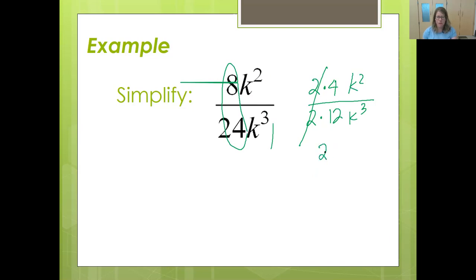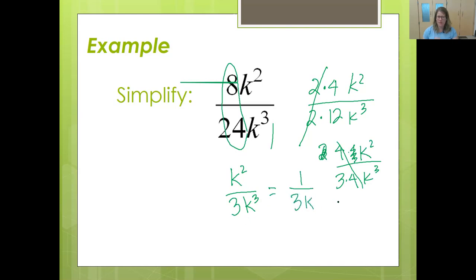So on the top, I've got 4 times 1 times k squared. We don't really have to write the times 1, right? And then 3 times 4 is 12 times k cubed. So the 4's will cancel out. So I have k squared left on the top, and I have 3k cubed left on the bottom. Now I can use my rules of exponents, or I can just see how many of these will cancel out and how many will be left. K squared will cancel with k squared down here, and it will leave 1k on the bottom. So this simplifies to 1 over 3k.